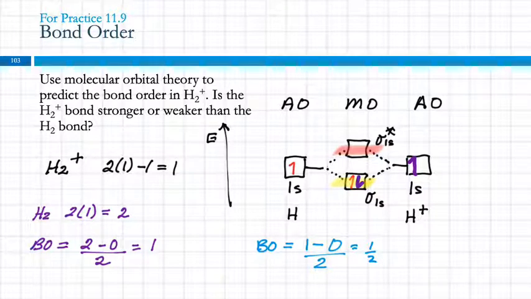So which bond is stronger, H2 or H2 plus? H2 is stronger. This bond has a higher bond order. The question is asking, is H2 plus stronger or weaker? H2 is stronger, so that means H2 plus is weaker. So the answer is it's weaker.